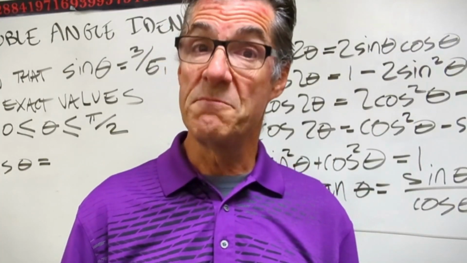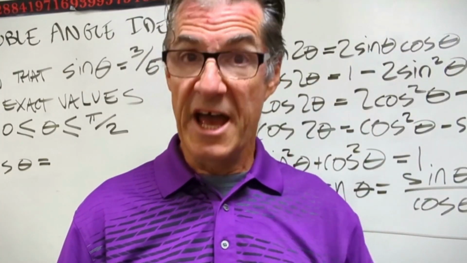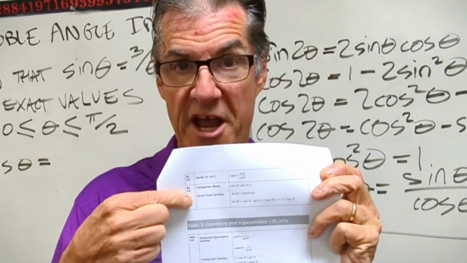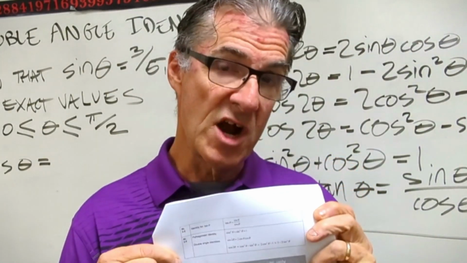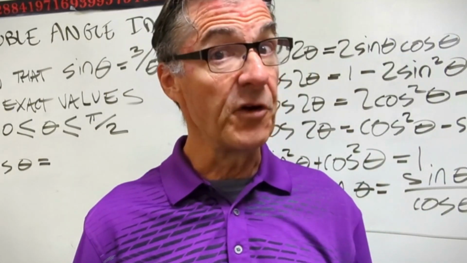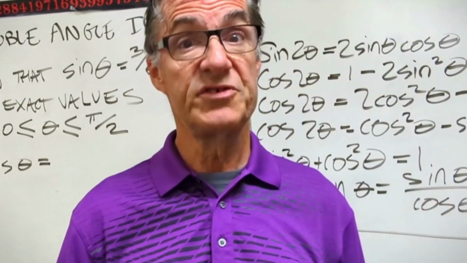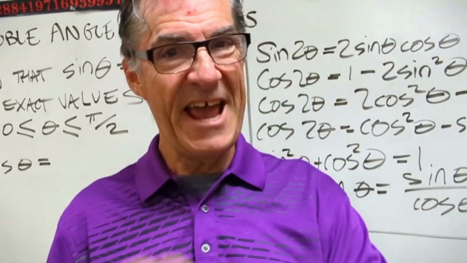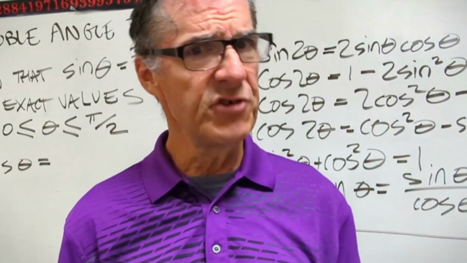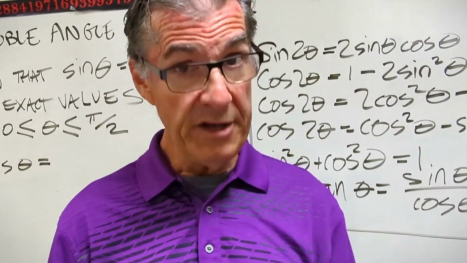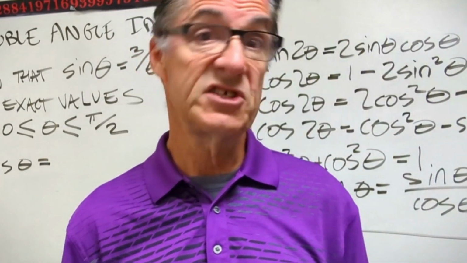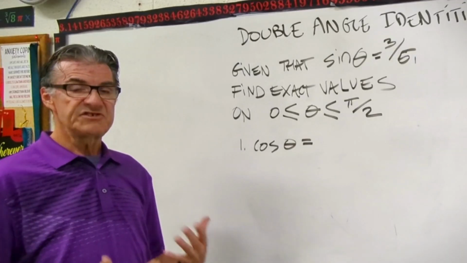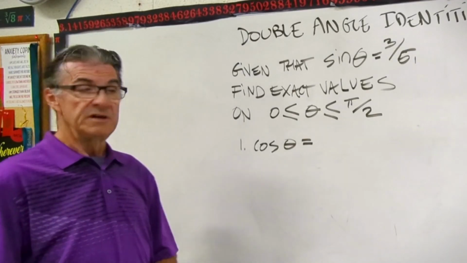And then I just want to remind you that these double angle identities are in your formula booklet right here. So you don't have to memorize them, but you should be very familiar with them so you can use them, and actually even so that you know that you can use them when you're looking at a trigonometric equation and you're going, what do I do? Remember, you've got some identities that will allow you to substitute and solve. Let's take a look at our first problem.